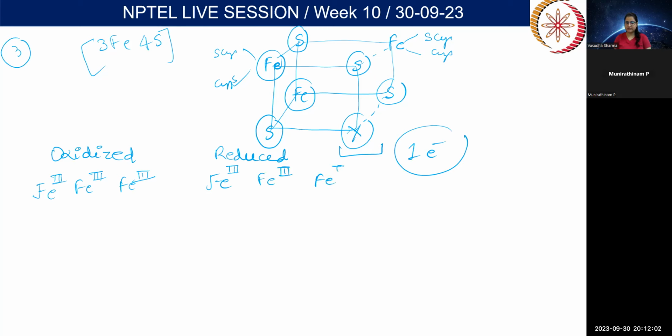So this example is very important. We expected it to be like this one. Is this clear? Only one electron reduction has happened, and out of all the 3 irons, which are similar to each other, one could get reduced by 1 electron, and therefore it goes from +3 oxidation state to +2. So this is the expected. Is this clear?